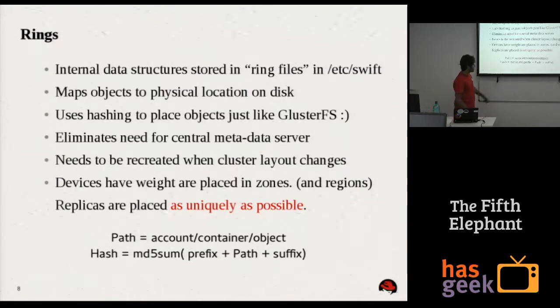And this is how the MD5SUM is carried out. You have this path account/container/object, and that is hashed. You have a per cluster prefix and suffix that is added to prevent MD5SUM collision attacks, that is, to prevent a client from guessing what the hash would be. So that is to remain secret. You can configure that.